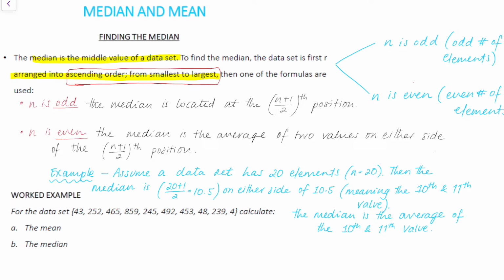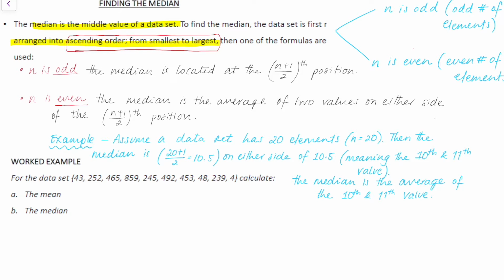So if n is odd, that's the easiest one. The median is located at the (n + 1) divided by 2 position. So all you have to do is find out how many data points you have, add 1, divide that number by 2, and that will give you a particular value. So let's say it equals 11. That means that your median is the 11th value in your data set.